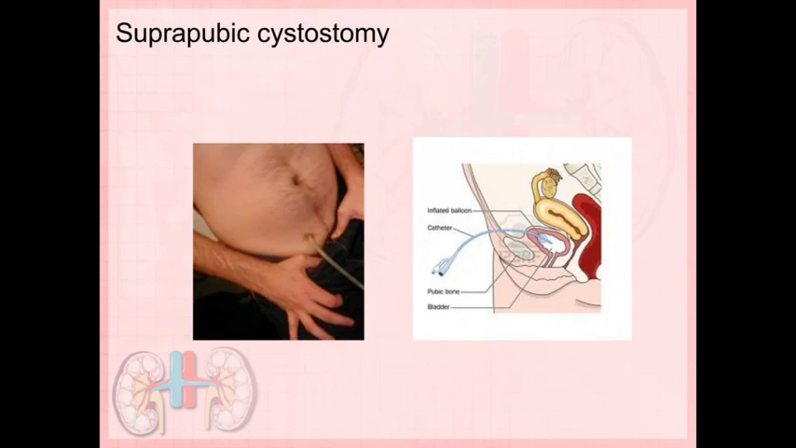A cystostomy is the opening into the bladder. A suprapubic cystostomy is the insertion of a suprapubic catheter into the bladder for drainage. It's used to divert urine outside of the body and bypass the urethra. It can also eliminate the need for a long-term Foley catheter.